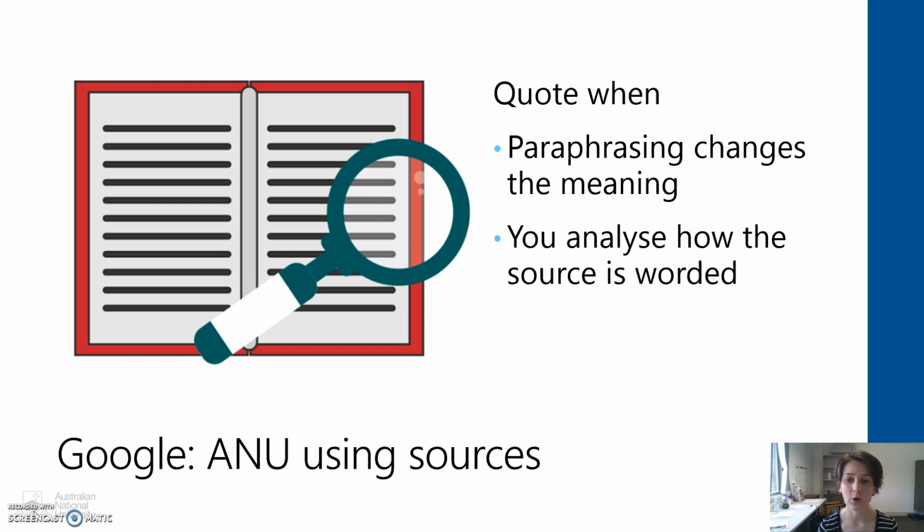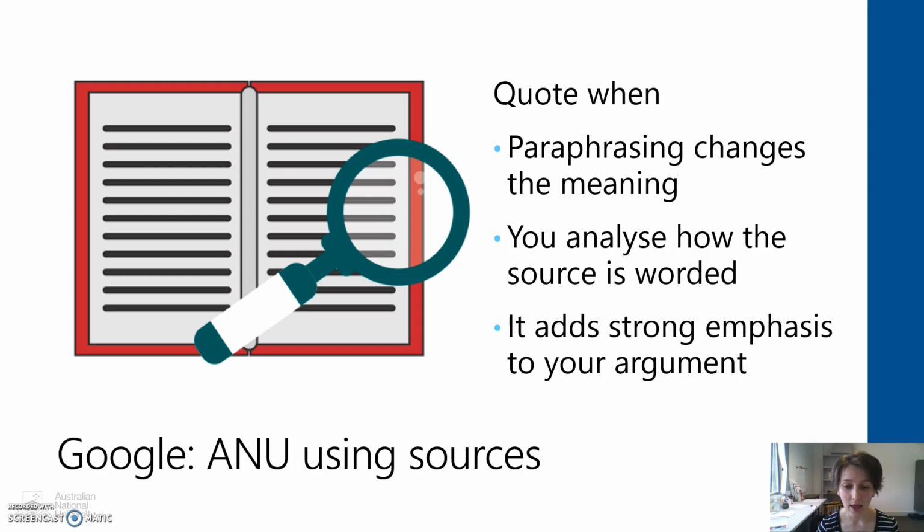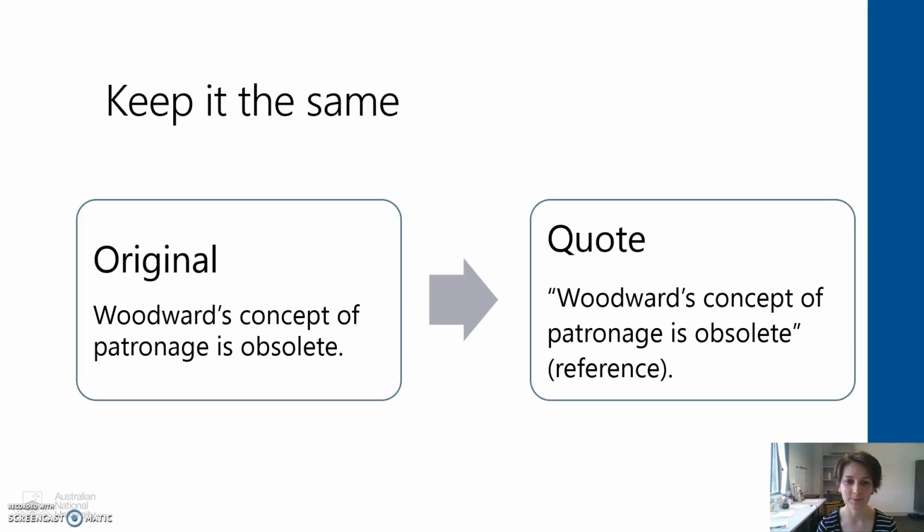You may also quote if you are analysing how the source is worded. So for instance, if you're in a discipline like literature, history or law, you might be analysing exactly how a particular phrase is put together. In that case, quoting is important as a source. You also might quote when you're adding strong emphasis to your argument, when the quote perfectly captures the idea that you're representing. In that case, you will also need to analyse that particular idea.